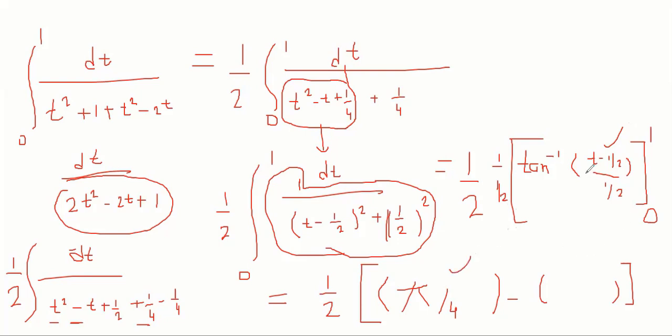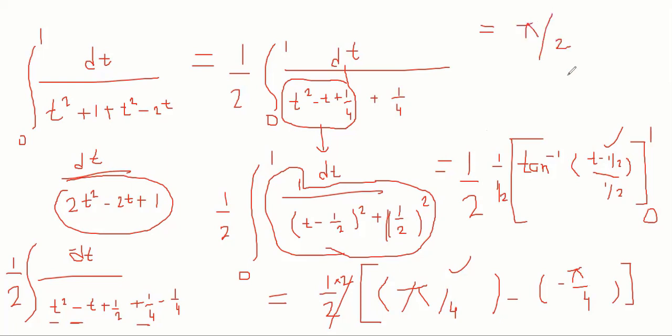And we put t equal to 0. 0 minus half, so minus half by half is minus 1. Tan inverse minus 1, guys. What is tan inverse minus 1? Minus pi by 4. This is gone. Pi by 4 minus minus pi by 4, because when we put 0, t minus half is 0 minus half, minus half by half is minus 1. Tan inverse minus 1 means minus 45 degrees or minus pi by 4. Finally, pi by 4 plus pi by 4, which is pi by 2.